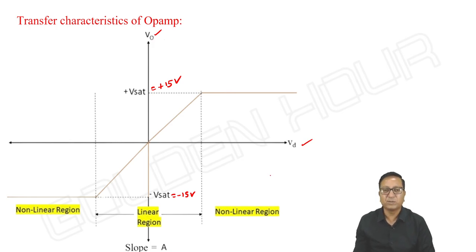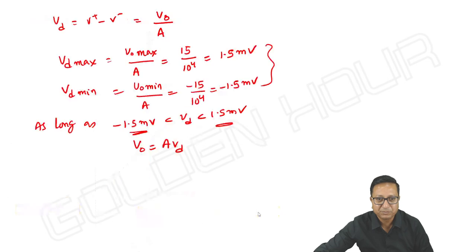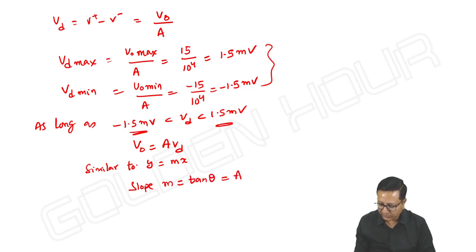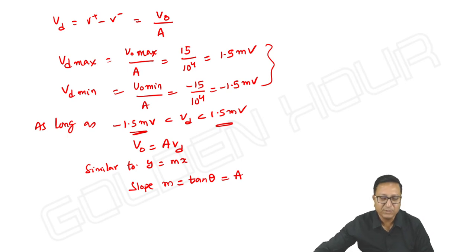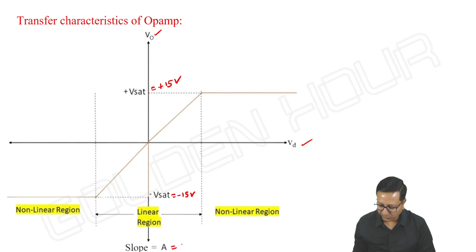Because V output is equal to A into VD, it is like a straight line. A into VD is similar to Y is equal to mx. What is the slope here? Slope m is equal to A, or I can write slope m is equal to tan theta, which is equal to A. See this slope A, whose value is 10 power 4 in this example.